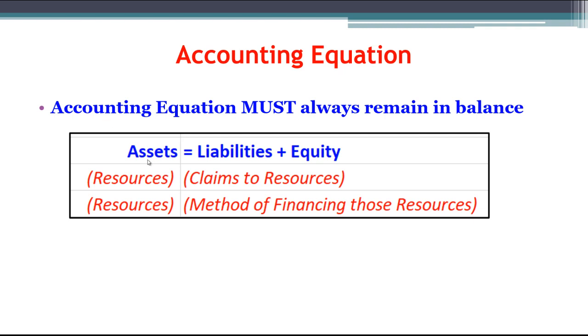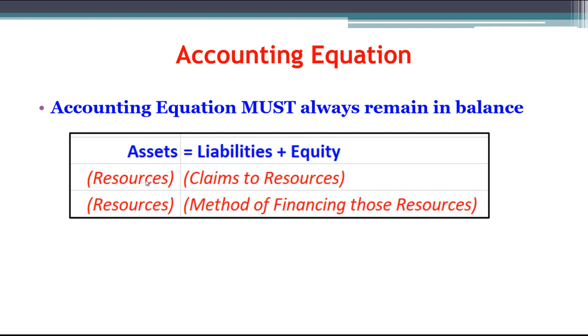The accounting equation itself states that assets must always equal the combination of liabilities plus equity. So assets equals liabilities plus equity. This absolutely must always remain in balance, both for beginning balances, any changes you make, and of course the ending balance. So let's talk a bit about this accounting equation.